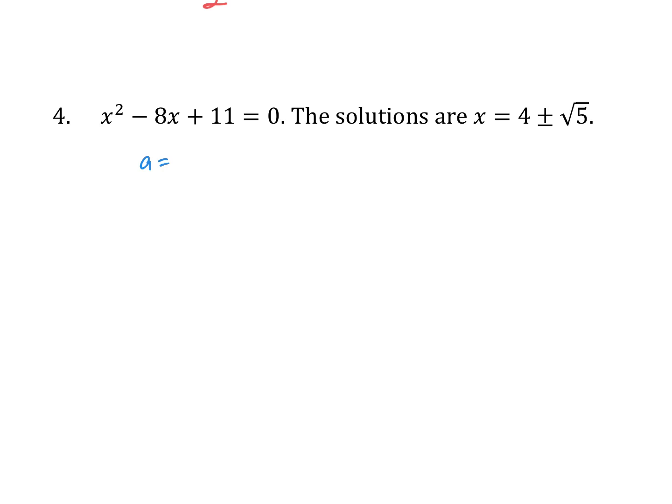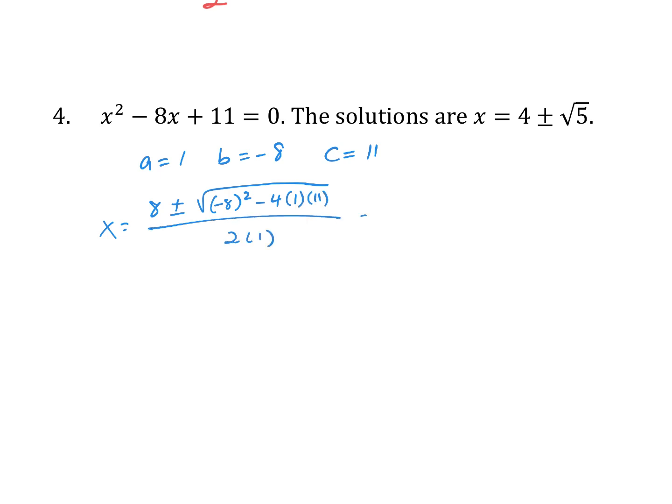Okay, A is 1, B is negative 8, C is 11. So x equals, the opposite of negative 8 is positive 8, so 8 plus or minus the square root of negative 8 squared minus 4 times 1 times 11, all over 2 times 1. 8 plus or minus the square root of 64 minus 44, all over 2. 8 plus or minus the square root of 20, all over 2.